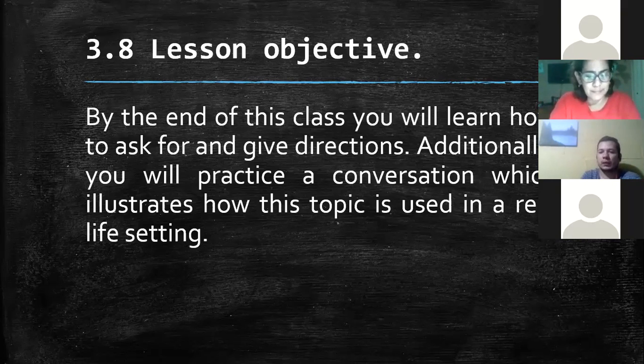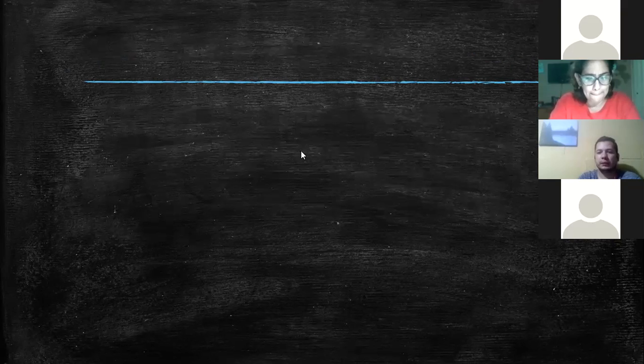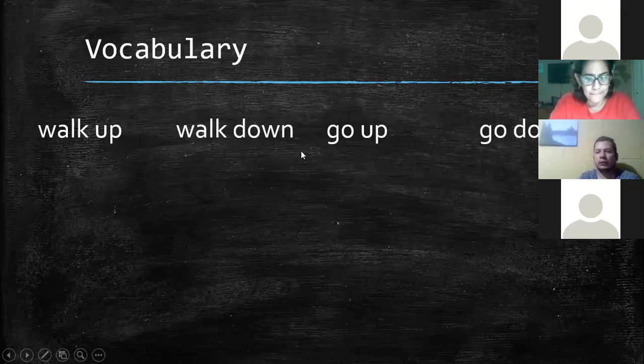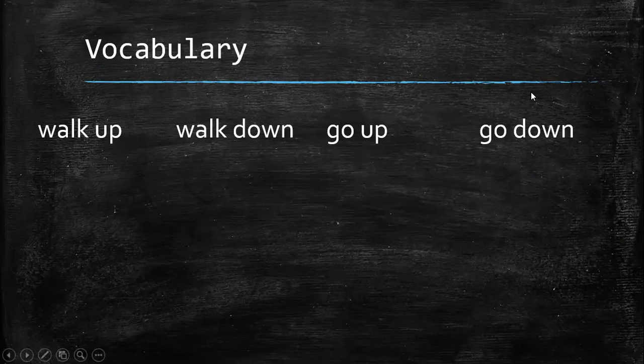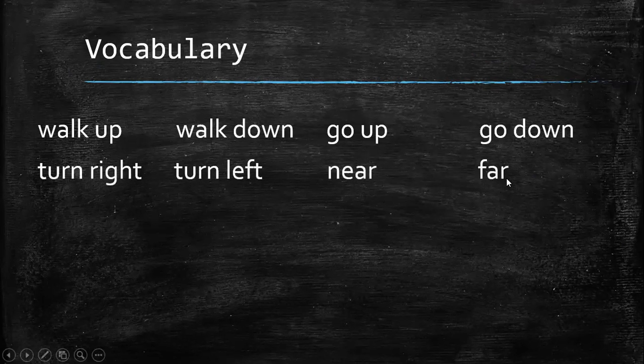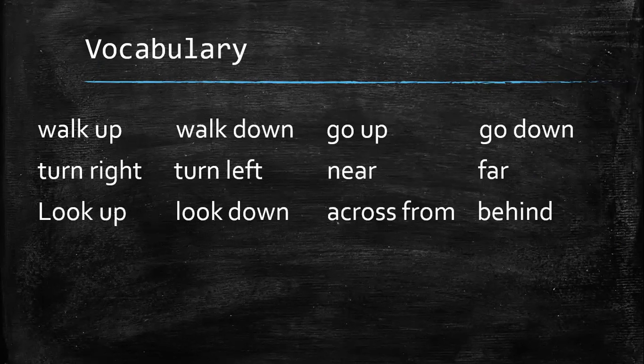Directions, okay? And we have this vocabulary: walk up, go down, turn right, turn left, near, far, look up, look down, across from, behind, ma'am, turn around. Now listen, please.